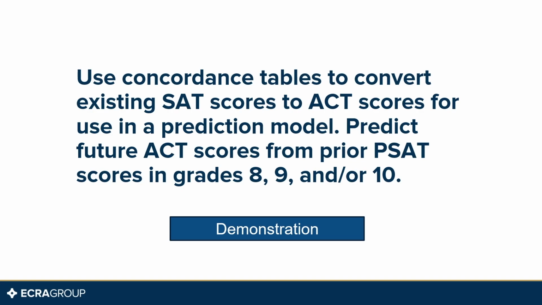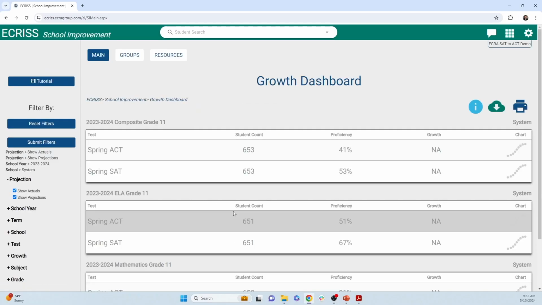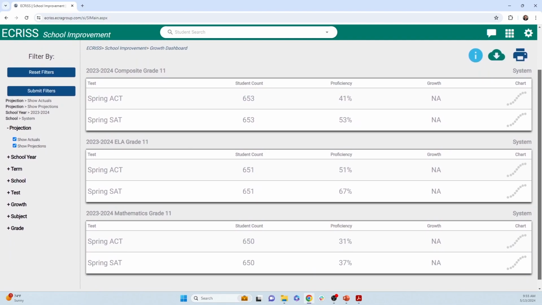And so let's go ahead and again jump into the ECRA platform and look at this from a projection standpoint, or a prediction standpoint. What you see here is a prediction dashboard where at grade 11 we can predict both what a student's going to score on the SAT and what they're going to score on the ACT, regardless of what they took in the past.